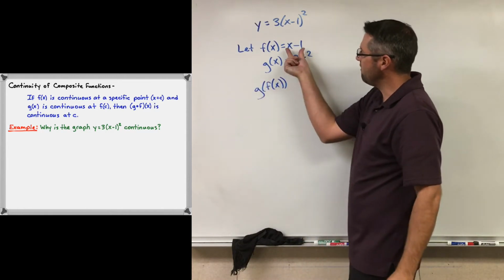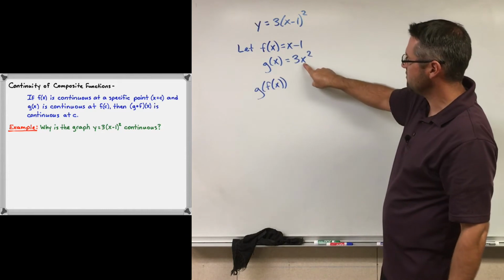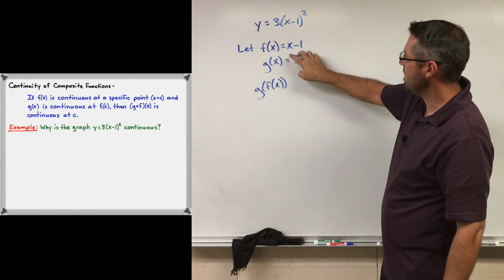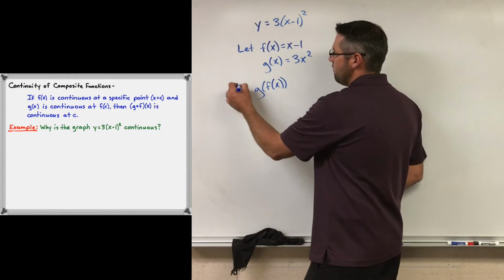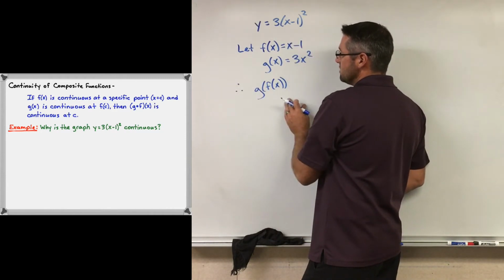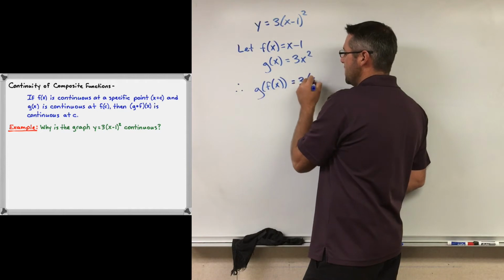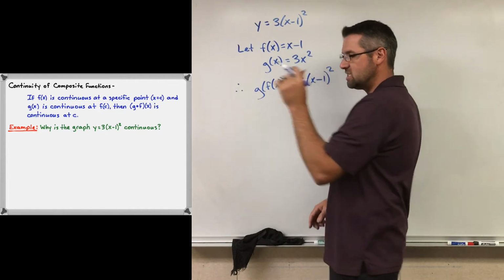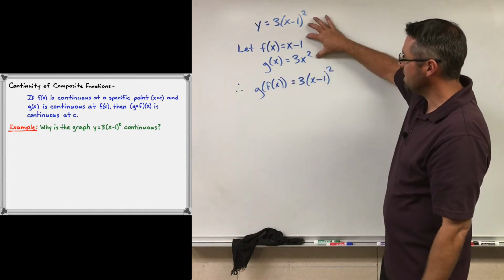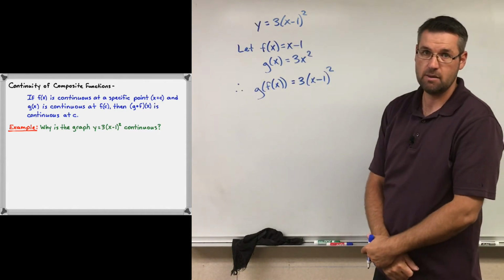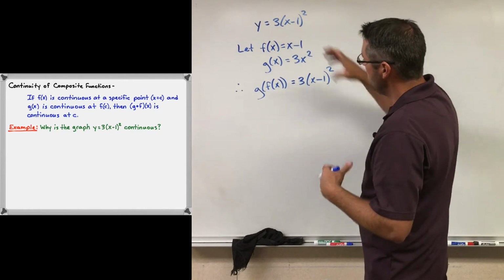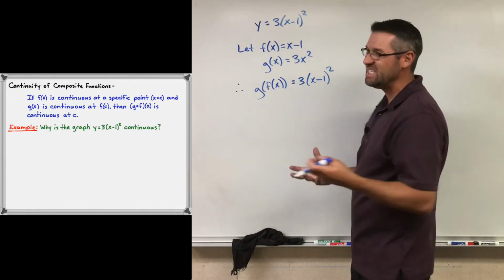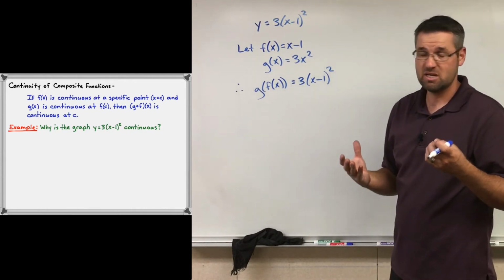If we took our f function and plugged it into this x value for g, we would get 3 times (x minus 1) squared. So then we would say, therefore, g of f of x is equal to 3 times (x minus 1) squared. So that's step 1. Identify the pieces of your composition. Okay? Now, we would then say, is this continuous? Well, are all the pieces of the composition continuous?